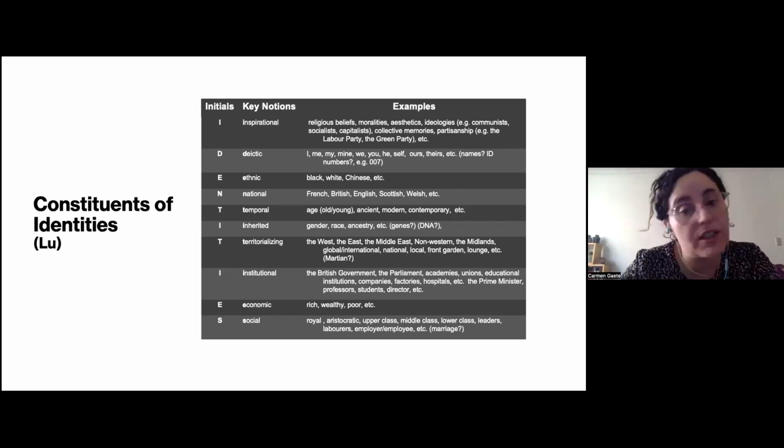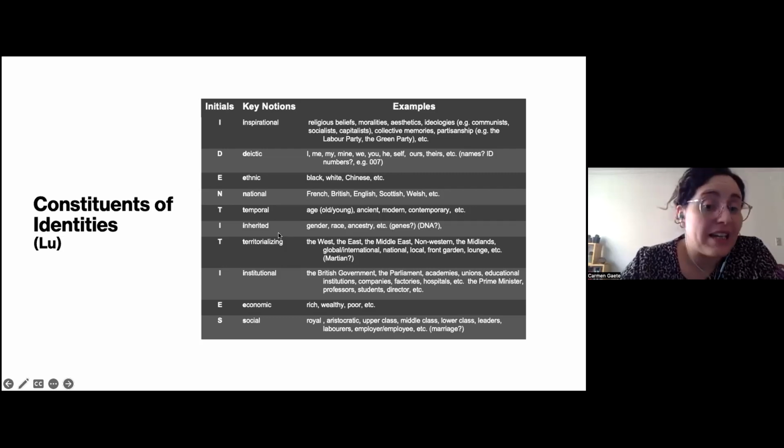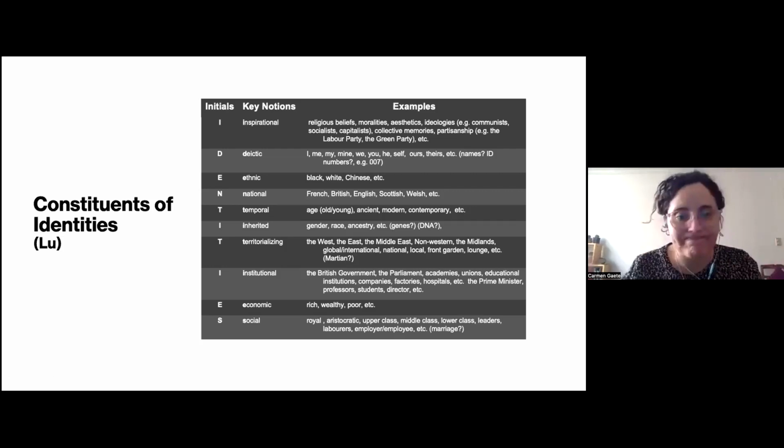And it was sort of hard, because your sexual orientation, for example, your sexual identity might be inherited or not. There's still some debate going on there. It could be social as well. It could be aspirational too. So it's difficult to define.